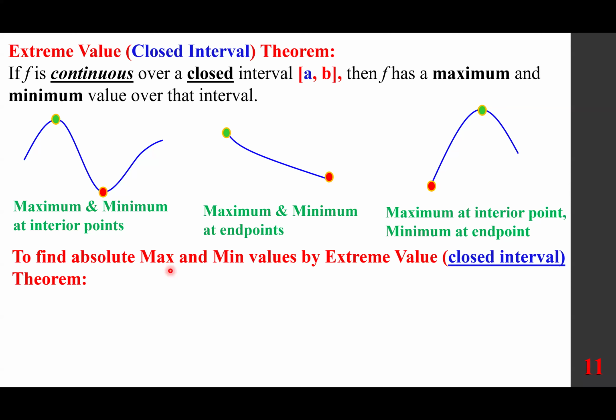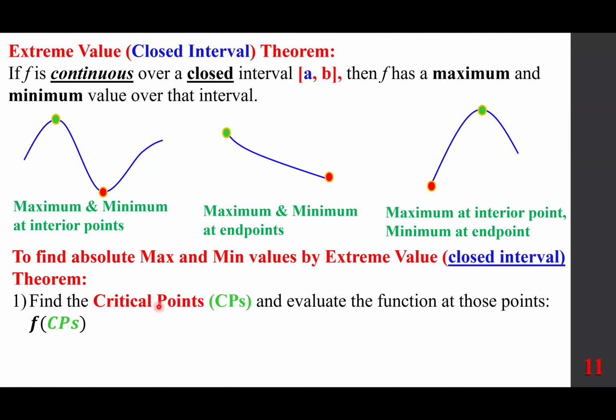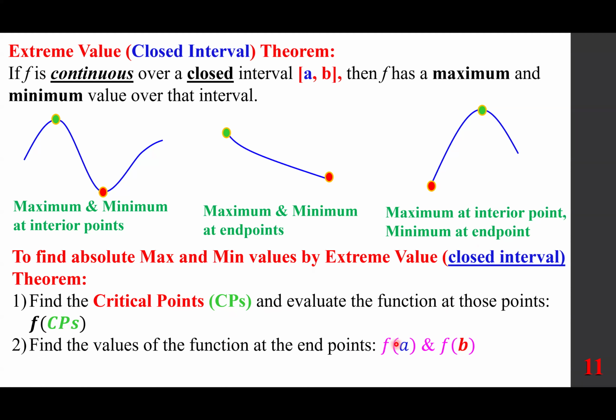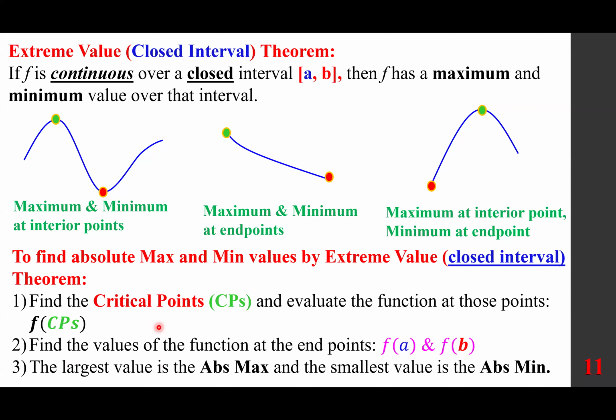So to find absolute max and minimum values by the extreme value or closed interval theorem, and again, the restrictions are continuity and closedness: number one, find the critical points, CPs for short, and evaluate the function at those points, f of CPs. Find the values of the function at the endpoints. In other words, evaluate f of a, evaluate f of b, and finally, the largest value among those is considered the absolute max, and the smallest value is the absolute minimum.